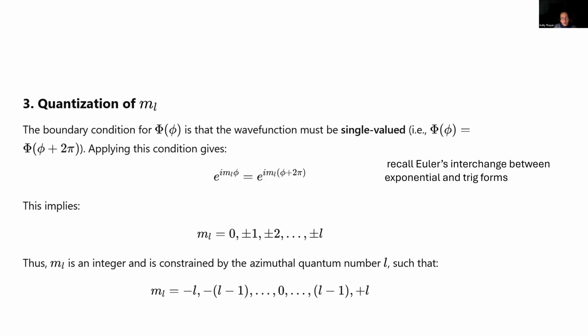So if you have e to the i m_l phi, it's going to be equal to e to the i m_l (phi plus 2 pi). So remember that we had Euler's interchange between the exponential and the trig forms. So we could now make that application here. So these are the values of m sub l that are allowed. And then we could use the integer, and it's going to be constrained by the azimuthal quantum number L to give these following values.